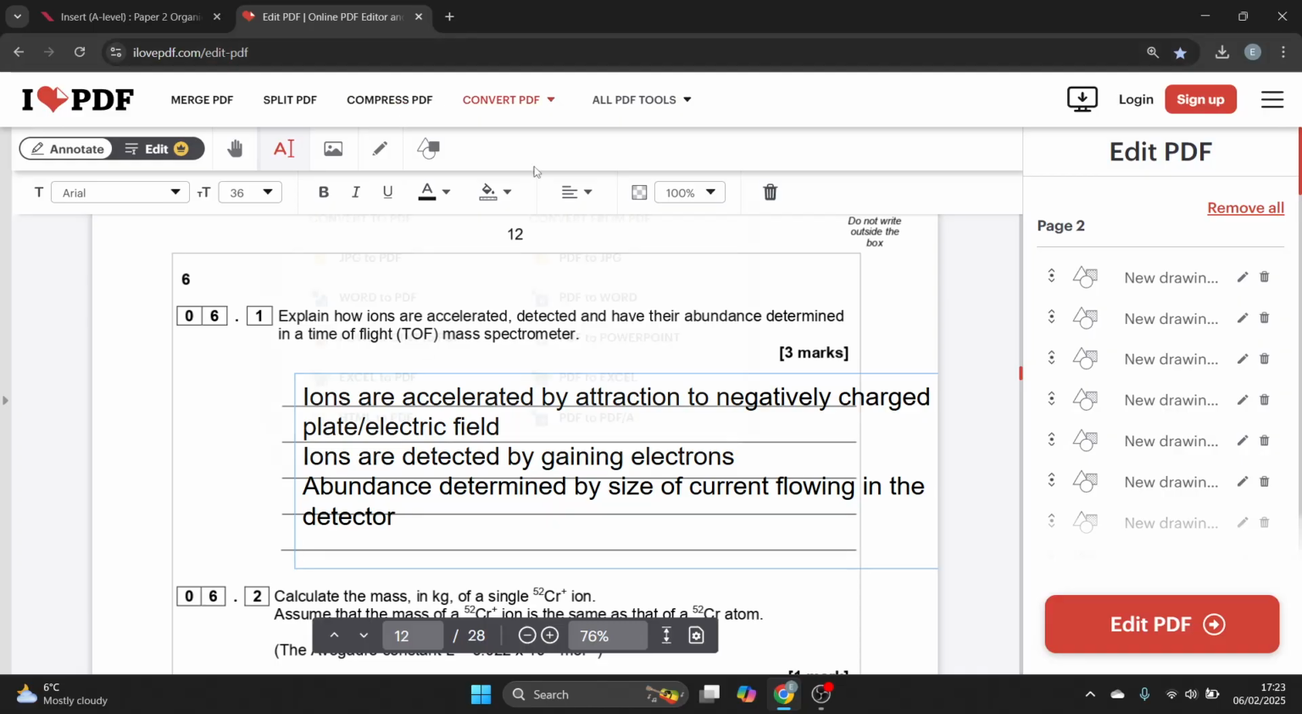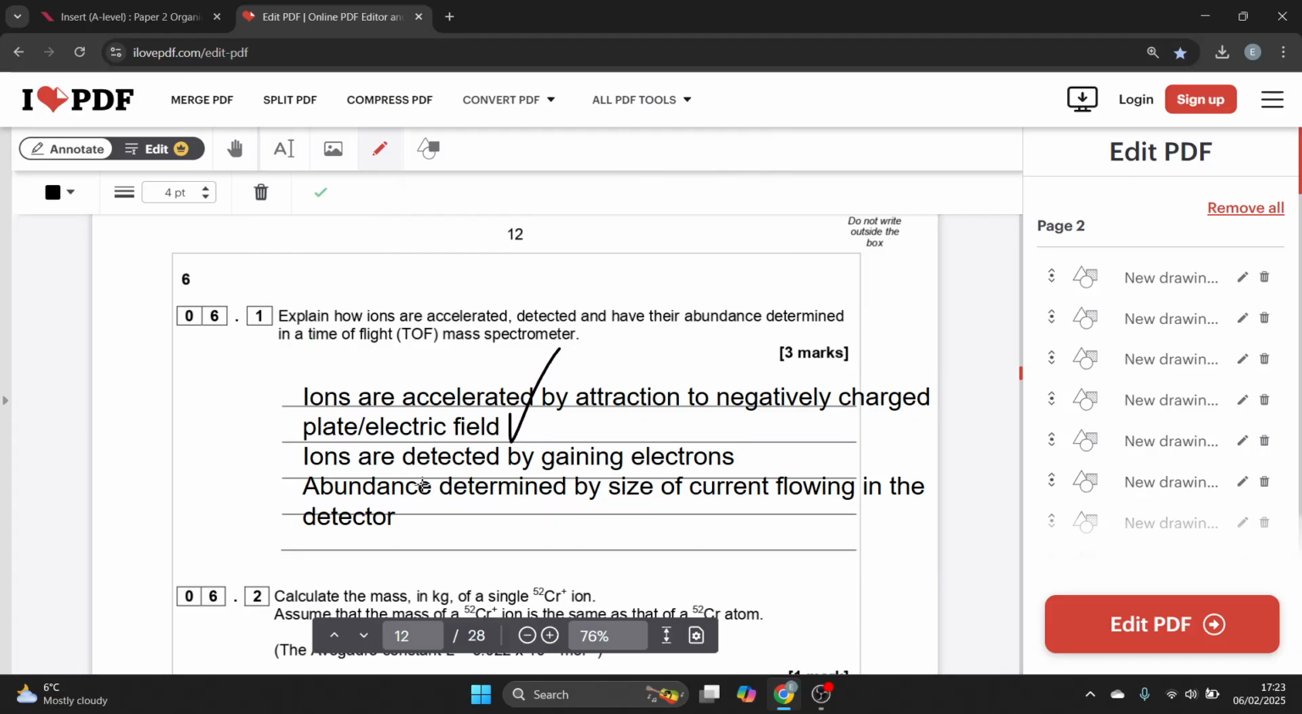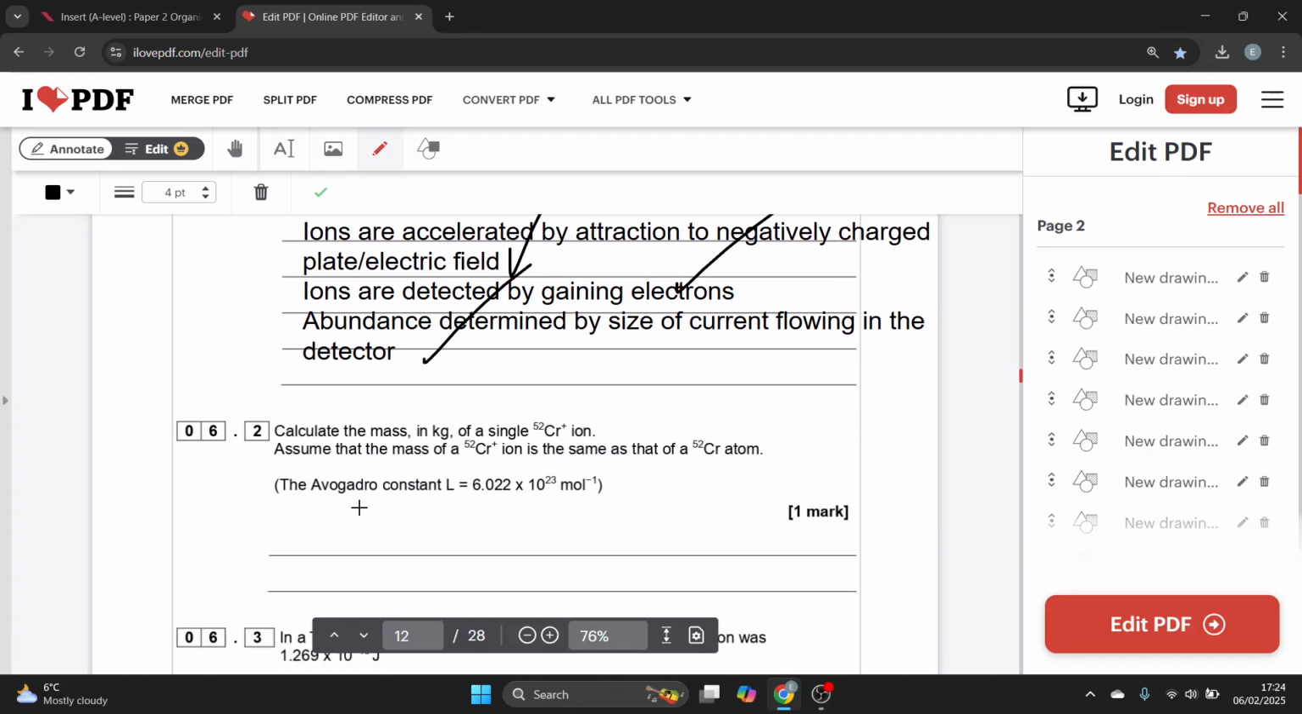That's it. So ions accelerate by attraction to a negatively charged plate / electric field. Ions are detected by gaining electrons. Abundance is determined by the size of the current flowing in the detector. Calculate the mass in kilograms of a single 52Cr+ ion.